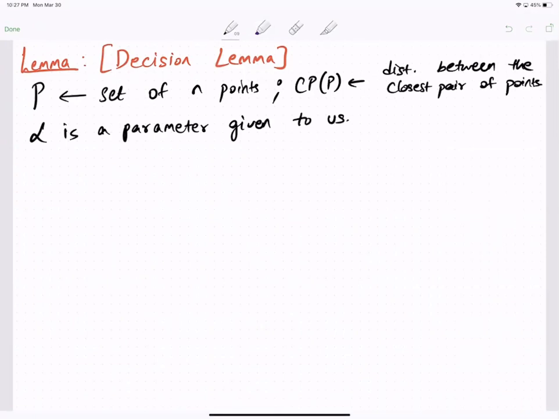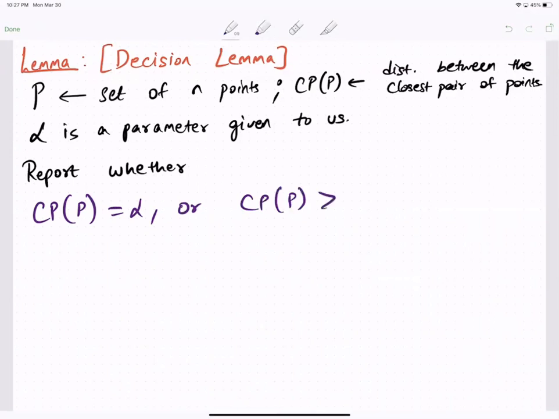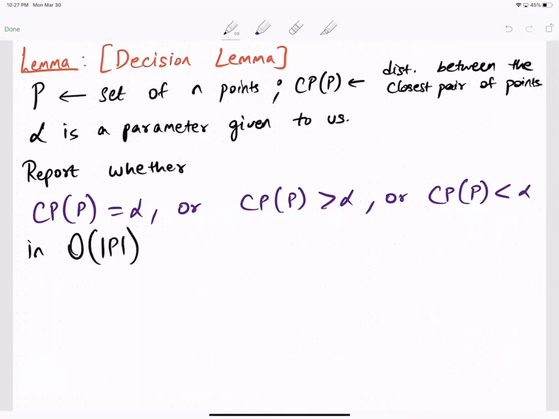Now report whether the closest pair of points is equal to alpha, or if the closest pair of points is greater than alpha, or if the closest pair of points in P is less than alpha. And how much time are we given? We have to do this in order of n time. So the problem is clear.